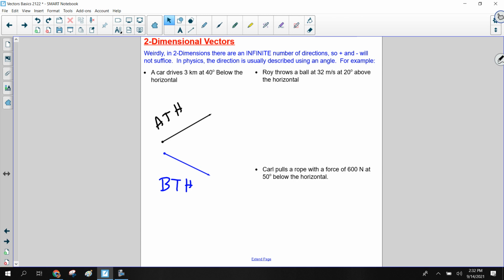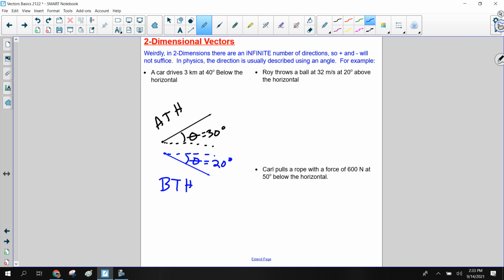And so to describe it, we need to measure an angle. And so the angle that you always measure is the angle between the vector and the horizontal line, okay? So for this above the horizontal vector, this is horizontal, so this is the angle I would want. If this is 30 degrees, for example, then that's 30 degrees above the horizontal. With this below the horizontal one, maybe this is 20 degrees. So now that's 20 degrees below the horizontal. All right, so you'll always be given the angle either above the horizontal or below the horizontal.